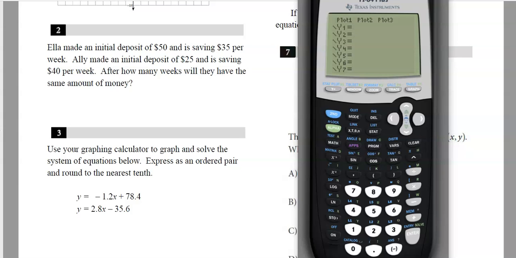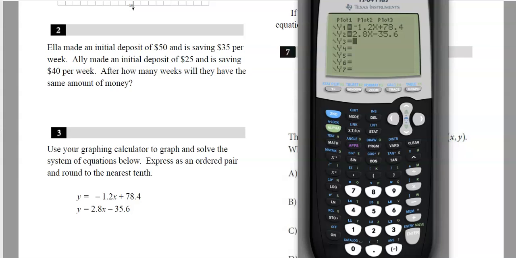So I need to punch in y equals negative 1.2x plus 78.4. Lock it in. And then I have y equals 2.8x minus 35.6. Lock it in. And now we want to graph these.